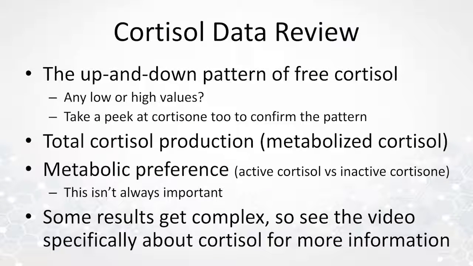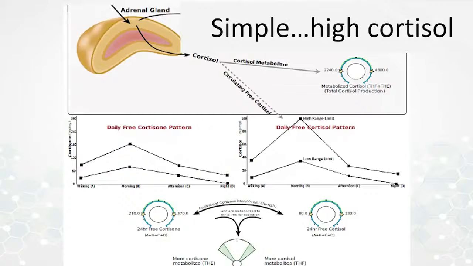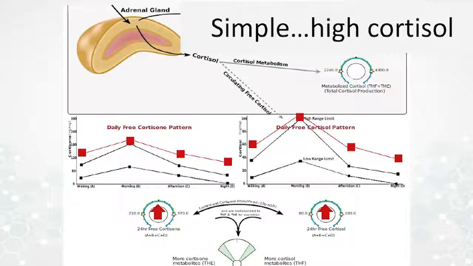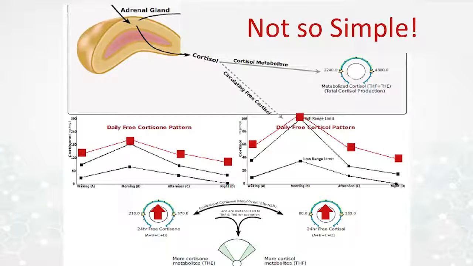So now let's go through a couple examples of the types of results you might see on this report and explain what that might mean to help with the understanding a little bit. So if, for example, we see elevated levels of free cortisol, elevated levels of free cortisone, we've confirmed that the free cortisol levels are elevated. When we look further at the metabolites, if those are elevated as well, we simply have a situation where there's an abundance of cortisol, right? That's relatively simple.